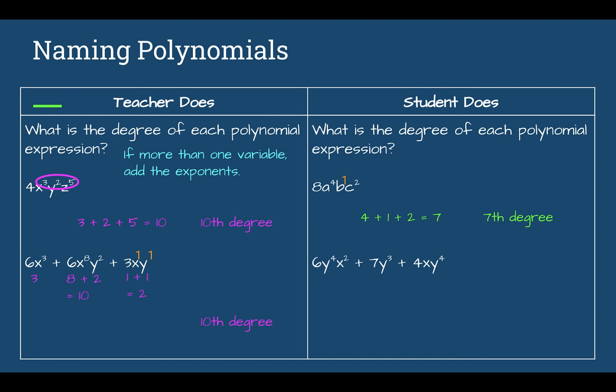The second one is a 6th degree. If we go through, the first one we had exponents of 4 and 2. So together that part would be 6. In that middle term, it's a 3. So that's third degree part. And at the end, we have a hidden 1 and 4. So that would be a 5th degree part. The highest one was 6. This is a 6th degree polynomial expression.